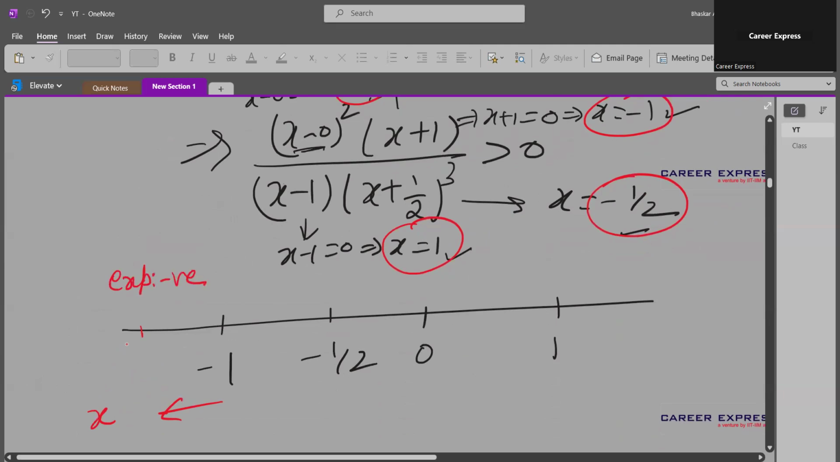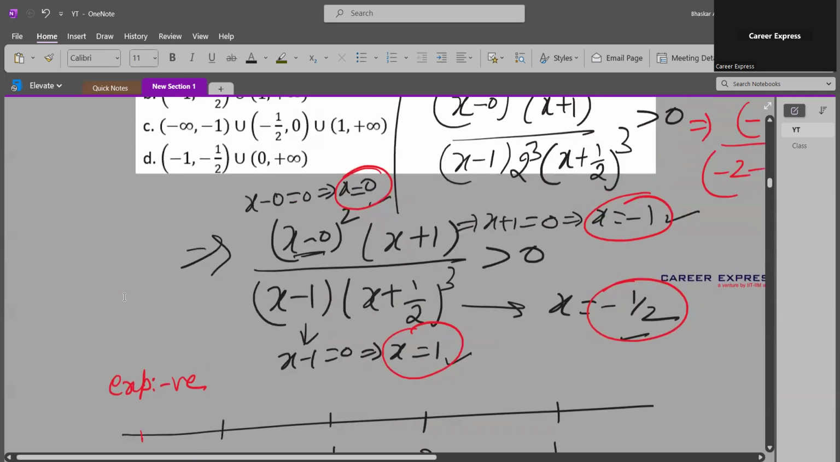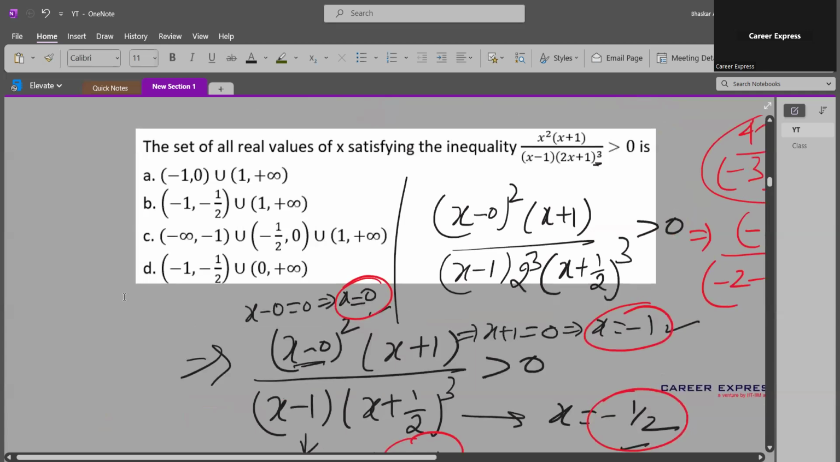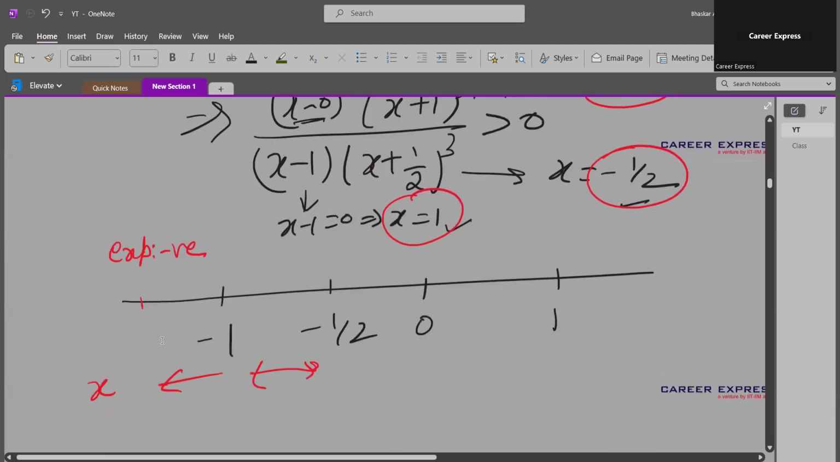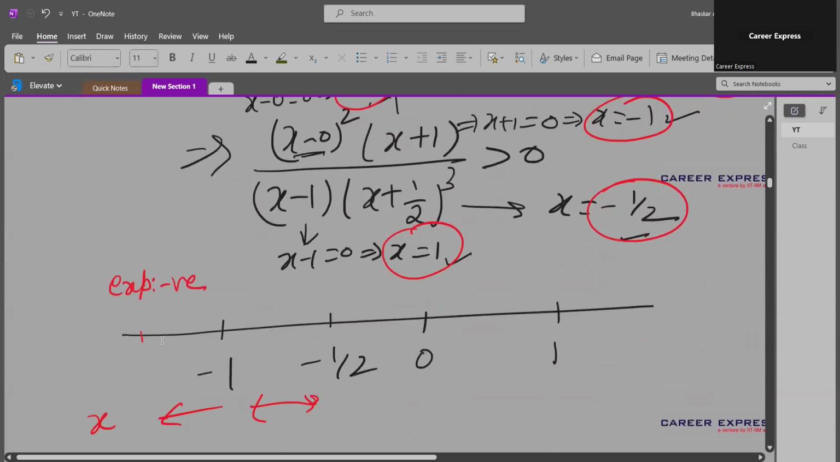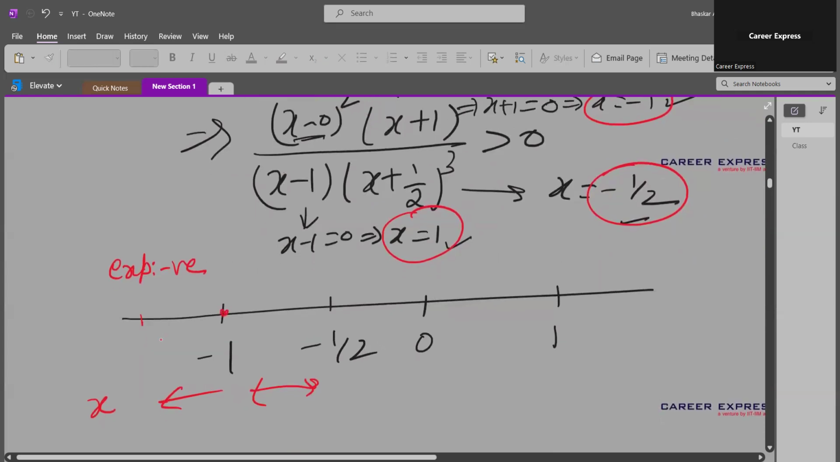So what happens when x comes in the range between minus 1 and minus half? We will go to our expression and check this. x equal to minus 1 comes from this bracket, and the power of this bracket is 1, which is an odd number. That means when we cross minus 1, the sign of the expression will also change. If this was negative on the left side of minus 1, the expression will be positive on the right side of minus 1.